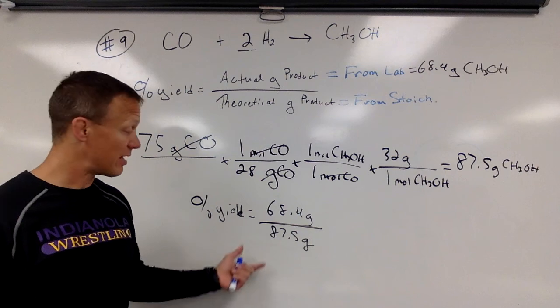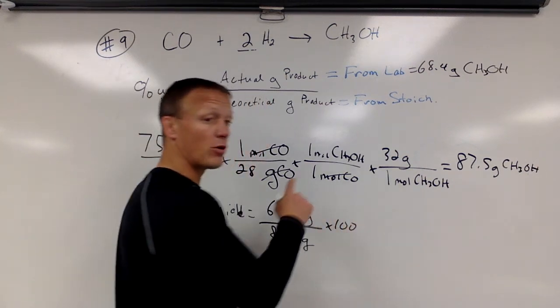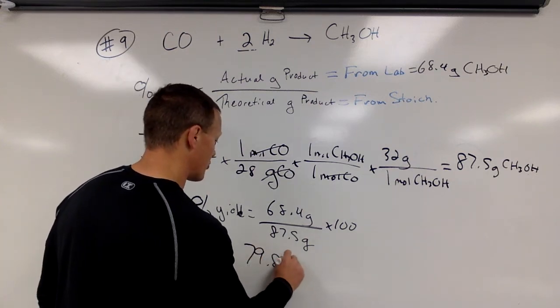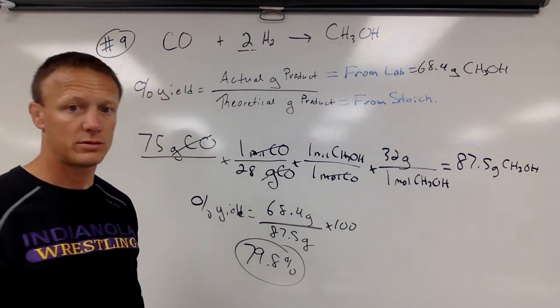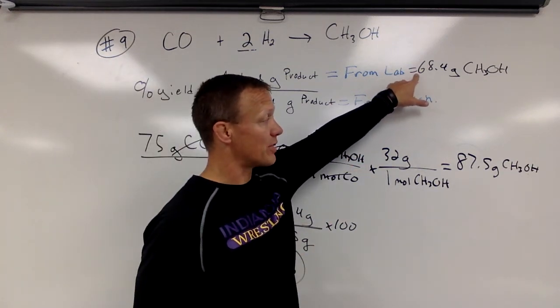Again, it's like taking a test. 87.5 questions possible, you got this many right. You'll have to multiply by 100 or move your decimal over 2 places once you're done. You get 79.8% yield. So what that means is what we got is about 80% of what we should have gotten.